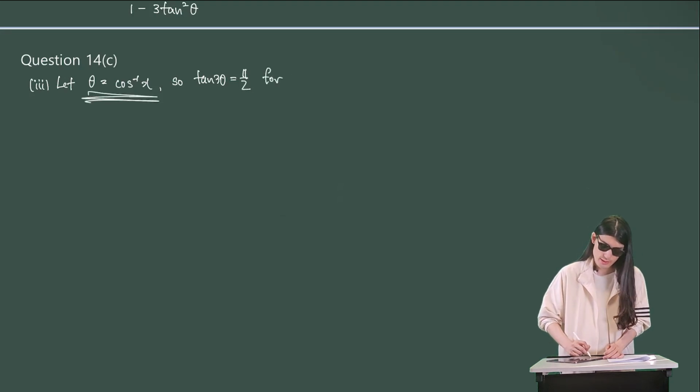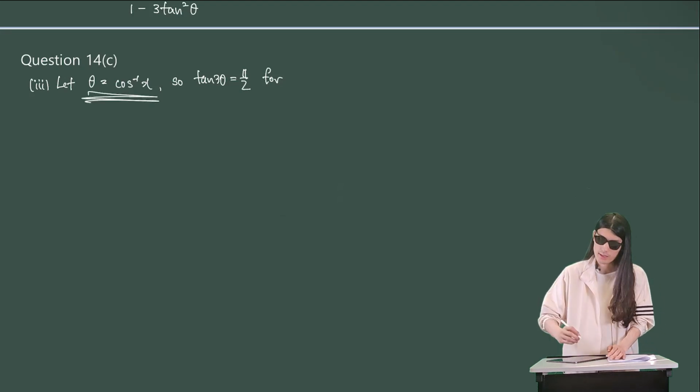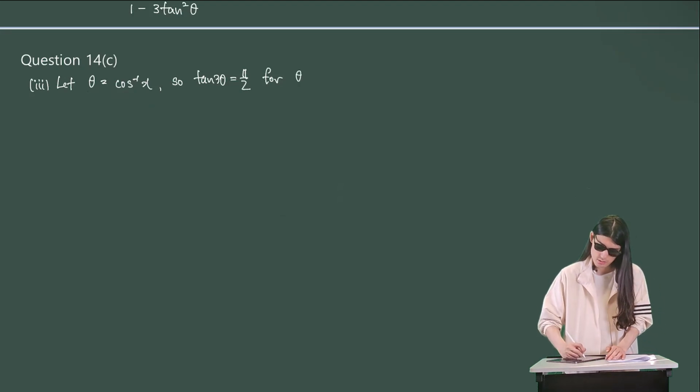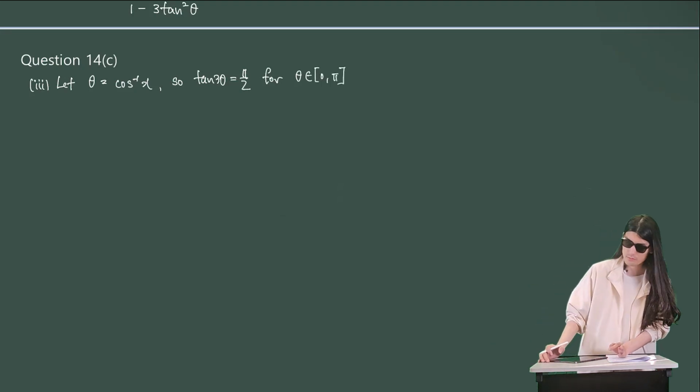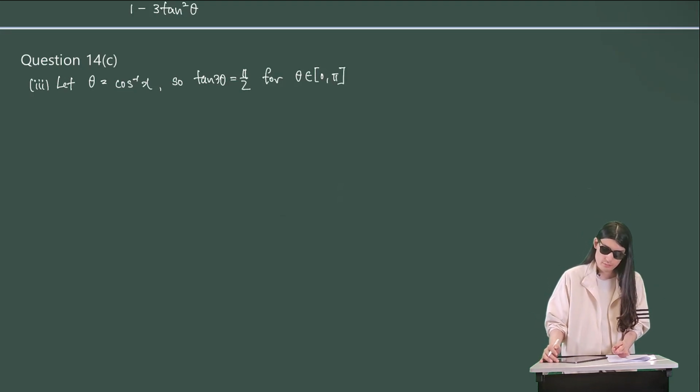Now, of course, since we let theta be cos inverse x, the range of values that theta can take would have to be between 0 and pi. Okay? Tan 3 theta is equal to 11 on 2 is the equation that we have to solve, right?